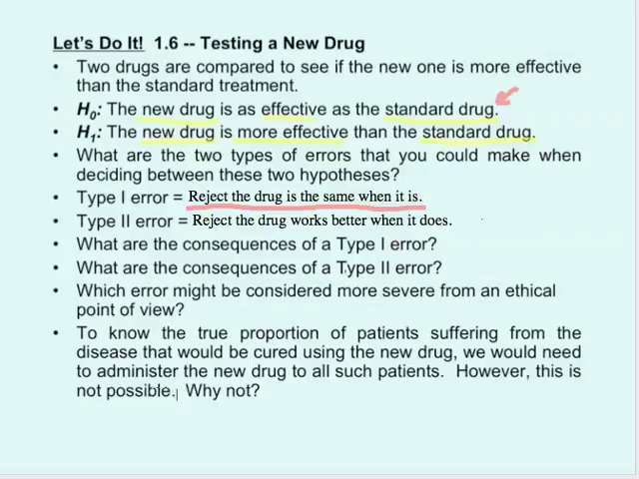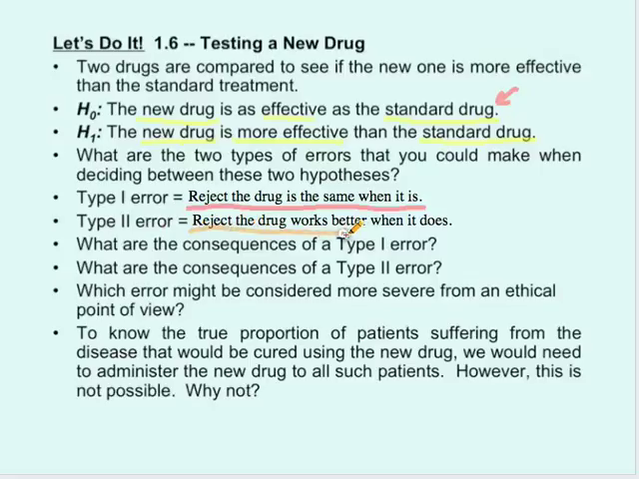If we rejected the null when it was true, we would reject that the drug is no better than the standard drug when in fact that was the truth, and accept in its place that the new drug is more effective than the standard drug. In other words, we would be giving them a different drug that really is no better than the drug we currently have in the market. All right, so let's go talk about type 2 error.